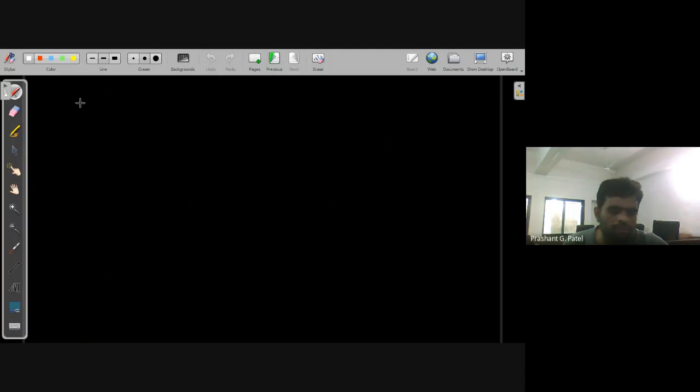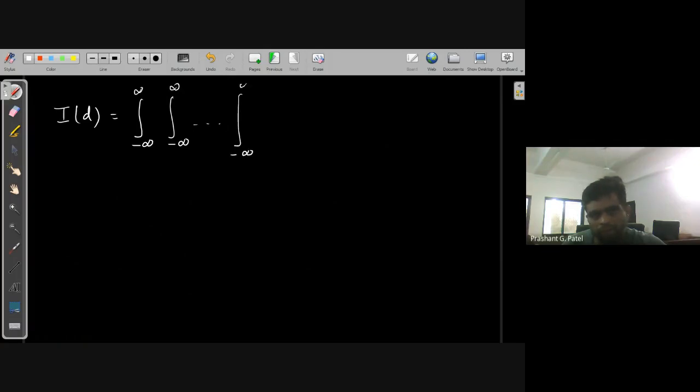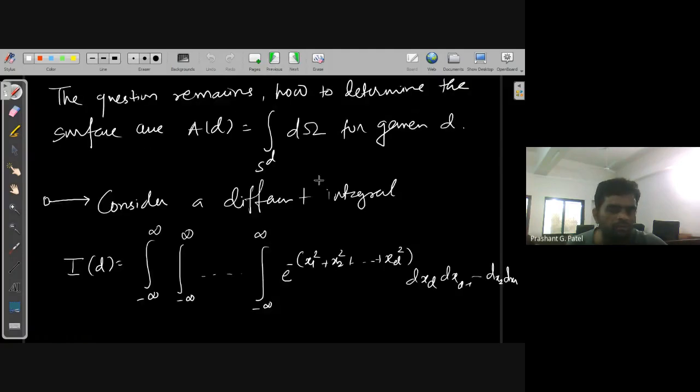So we know that this I_d, we can write down as the integral from minus infinity to infinity, up to minus infinity to infinity, of e to the power minus x1 square into e to the power minus x2 square, up to e to the power minus xd square, dxd up to dx2 dx1. We can write this from this one. It's a simple property of the exponential function, that e to the power x plus y, I can write as e to the power x into e to the power y. Using this property of the exponential function, we'll be able to write this form.